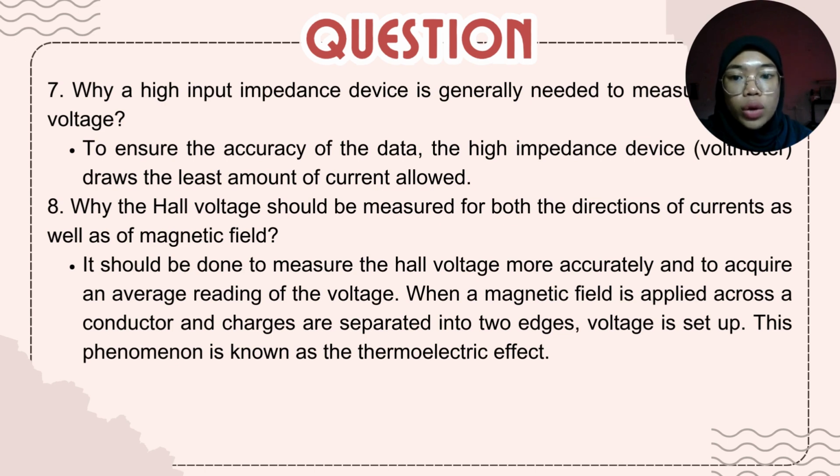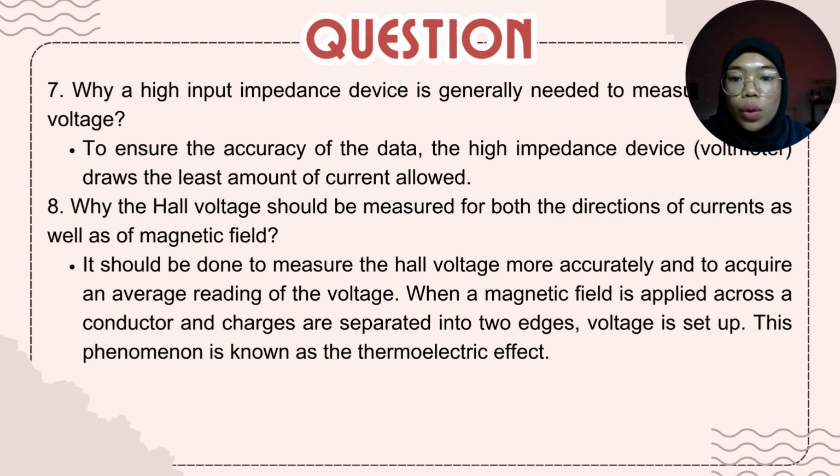Question number 7. Why is a high input impedance device generally needed to measure a Hall voltage? It is to ensure the accuracy of the data. The high impedance device, such as a voltmeter, draws the least amount of current allowed.